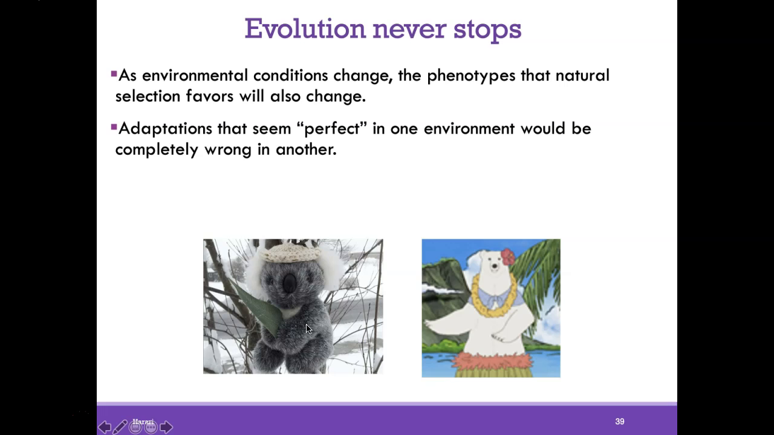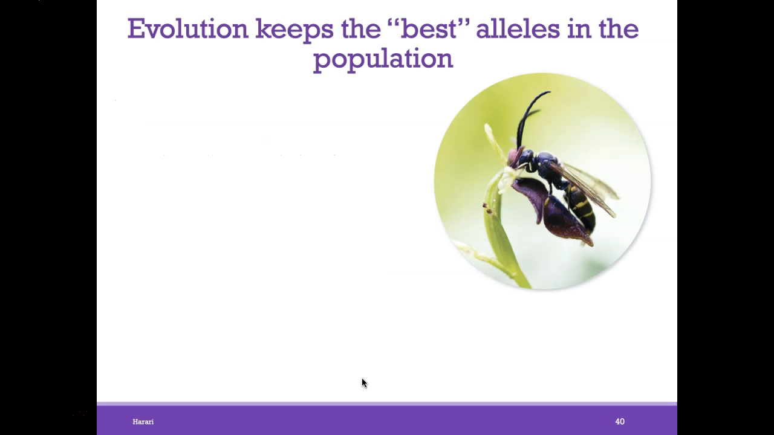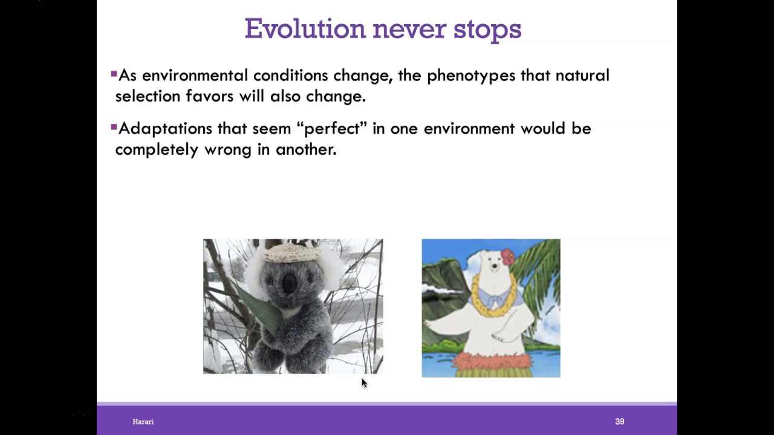Right? This koala bear would not be able to survive in the winter. So again, adaptations might seem perfect in one environment, but it's all dependent on a specific environment, right? It could be completely detrimental in a different time and place. So there's no such thing as the pinnacle of evolution.